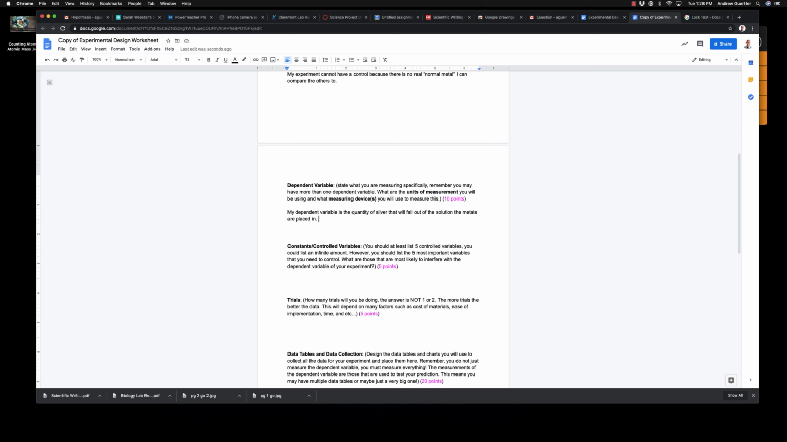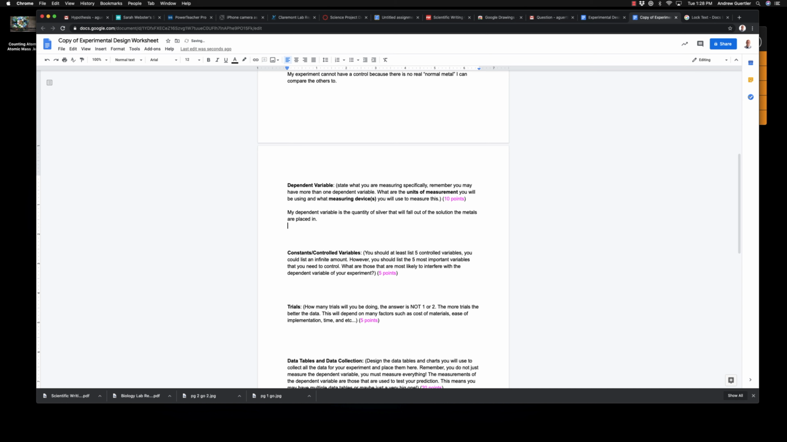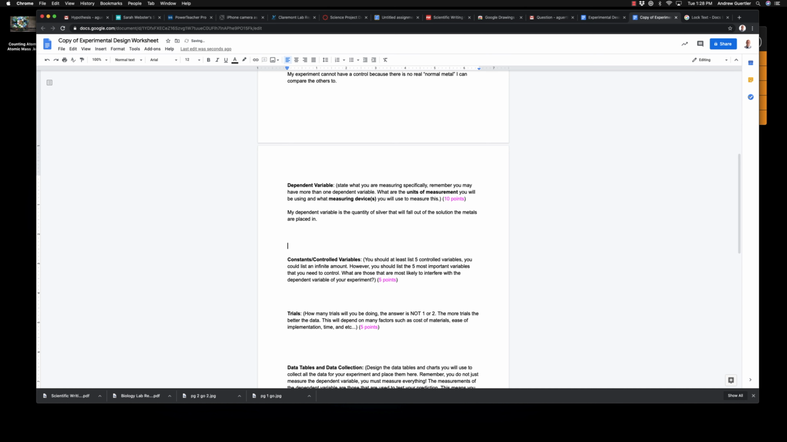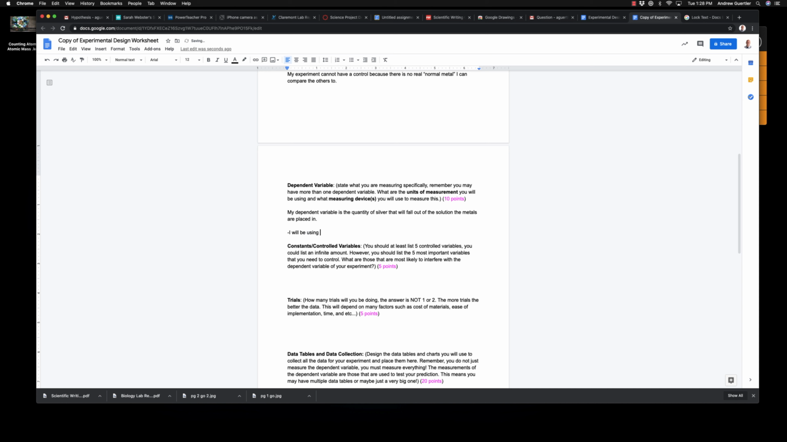What are my units of measurement? This is super important. What am I actually going to be measuring? If I want to know how much silver I'm producing, my go-to unit of measurement is going to be mass. I will be using units of grams.